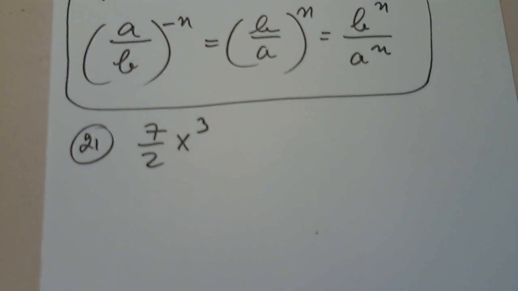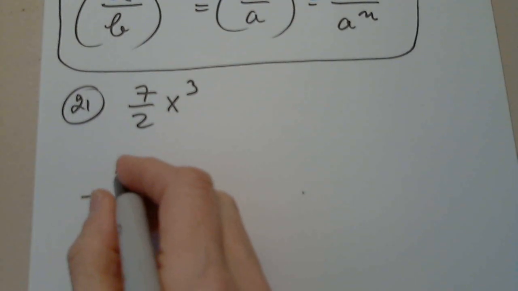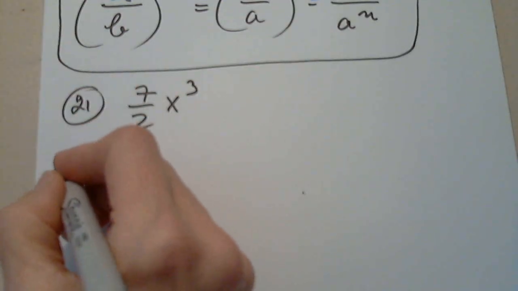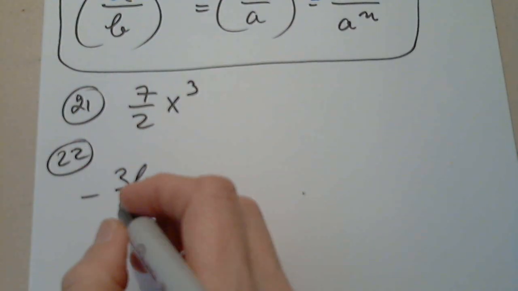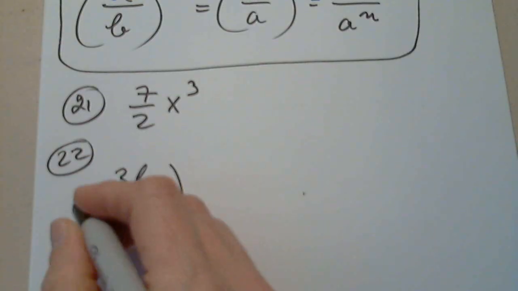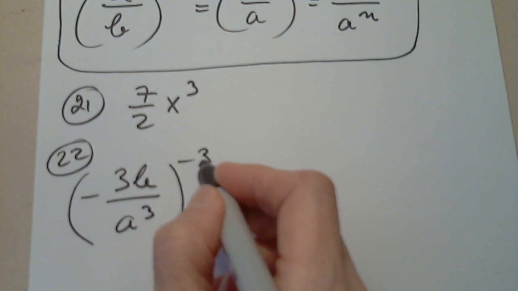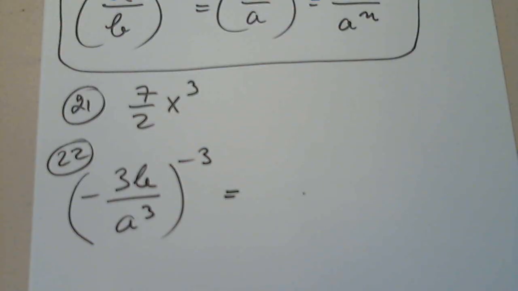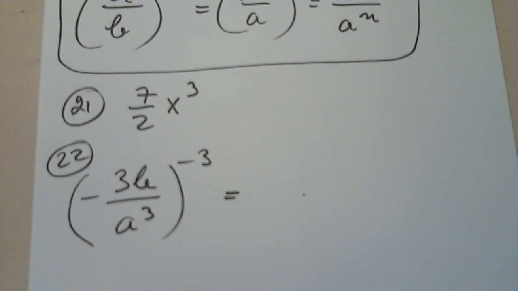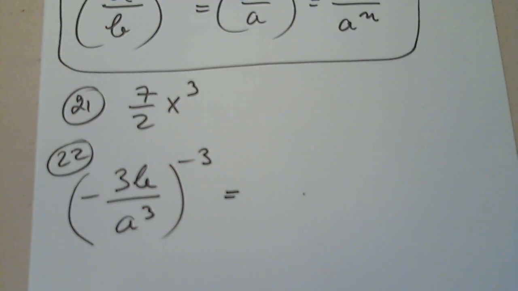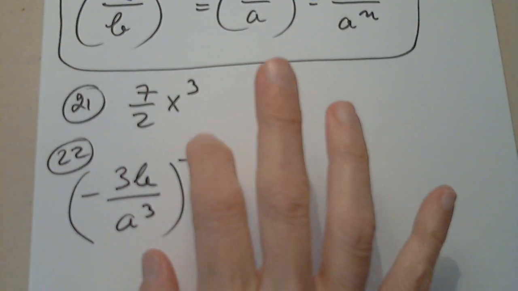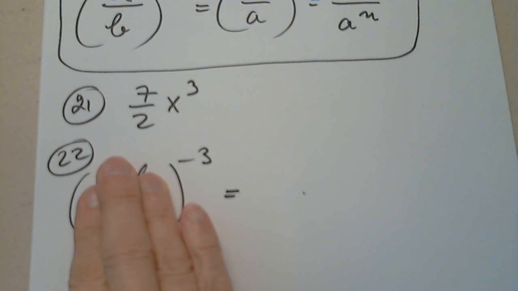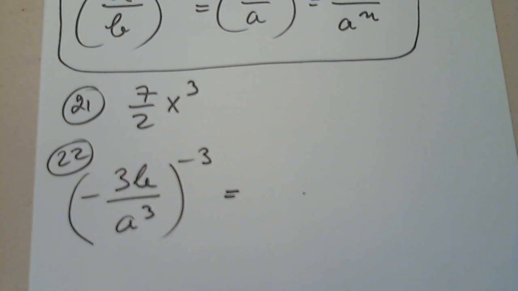Yes, we should work on this problem. So negative 3b, and this is 22. Negative 3b divided by a to the third, and everything to negative 3. What do you think we should do first? What will be the first step here? Yes, flip the fraction first. Don't touch anything. Just flip the fraction, indeed.